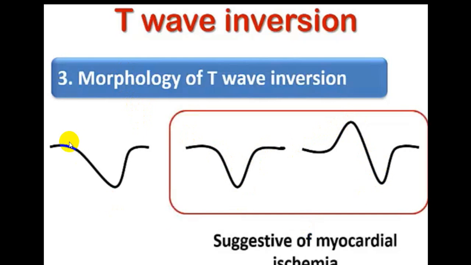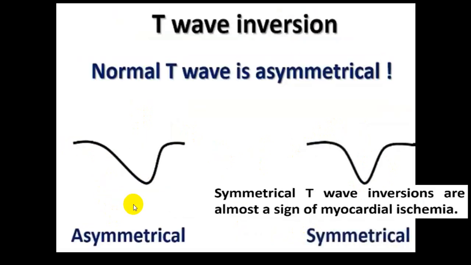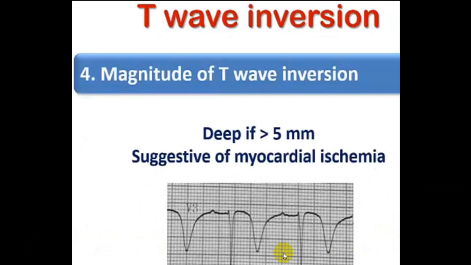But if there is an asymmetrical T wave inversion, it is more in favor of strain pattern. So symmetrical T wave inversions are almost a sign of myocardial ischemia. Deep symmetrical T wave inversion again in favor of myocardial ischemia. So if T wave inversion is more than 5 mm, it should be significant.